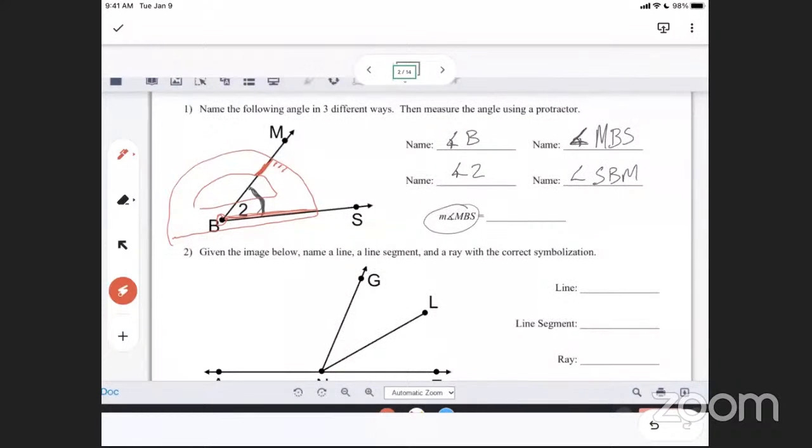All right. So it says, given the image below, name a line segment. You want me to do number 2? Yeah. Actually, I don't know. You see the whole thing? I can see most of it. Yeah. Okay. I can figure it out. So it says name a line. So let's name a line first. Well, a line means it's going in both directions forever, right? Yeah. So what's my only line here?